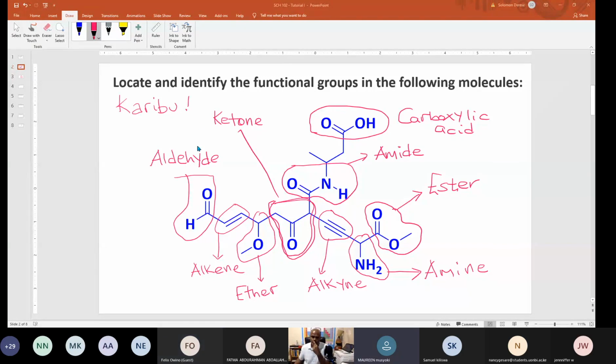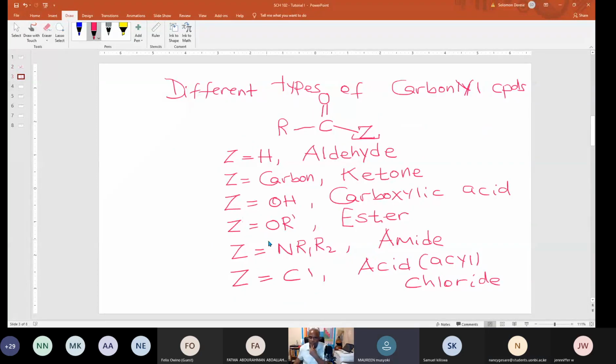When Z is a nitrogen, we say it is an amide. Yes, you see, when Z is nitrogen with two alkyl groups, it is an amide. Okay?